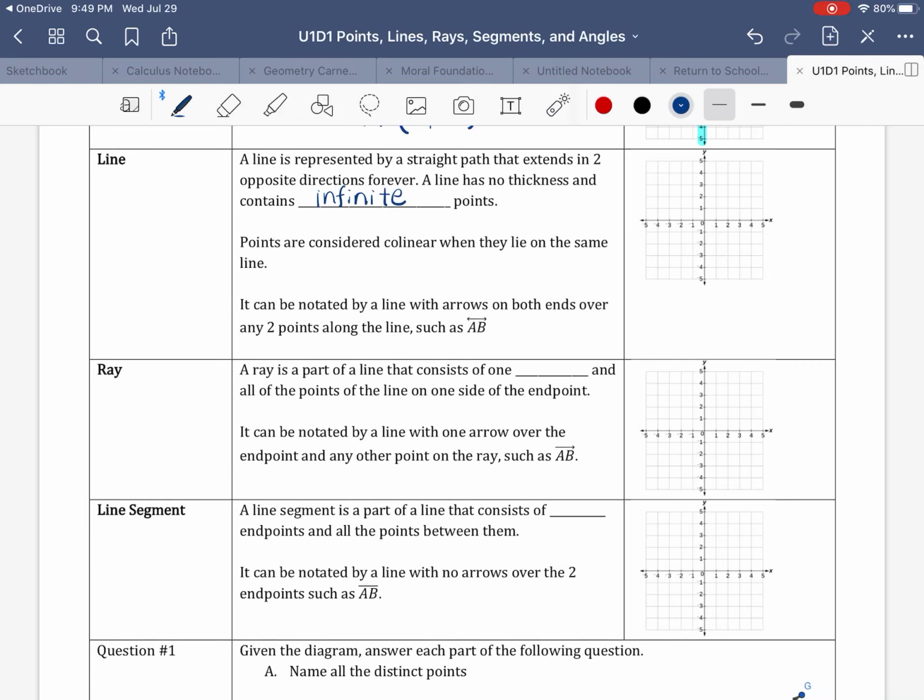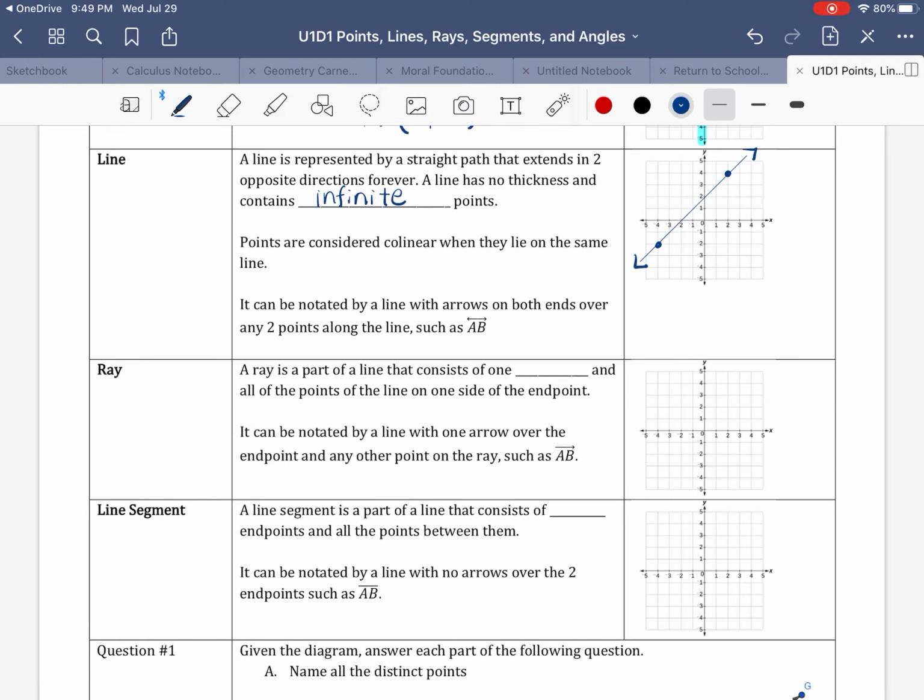So for example, if we had a point right here and we had a point right here, and I wanted to connect those, I would draw that line, right? It's a straight path, it connects those points, and it would go on forever, which is why I draw those arrows. And the arrows are important because it tells me and it tells you guys that it is a line that goes in both directions forever. And we'll talk about in a second what happens if maybe we don't want it to go on forever.